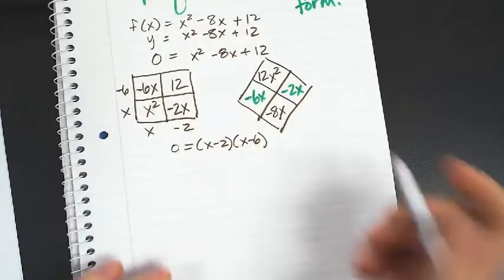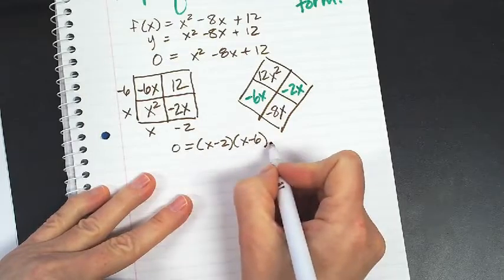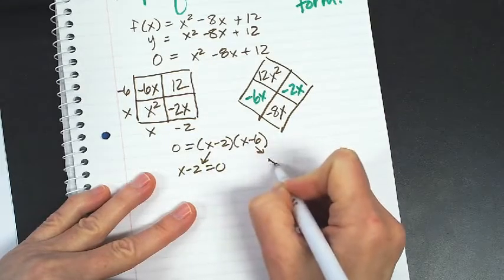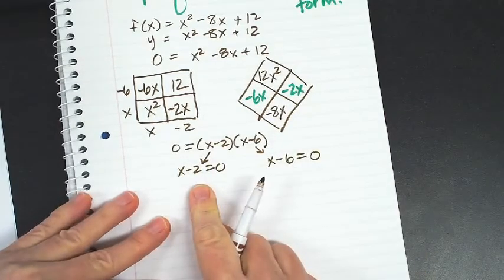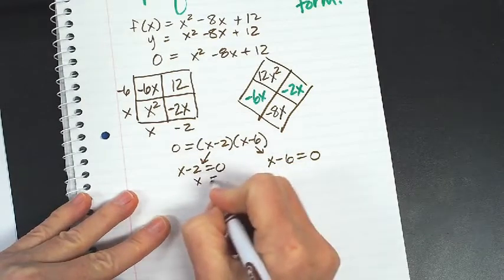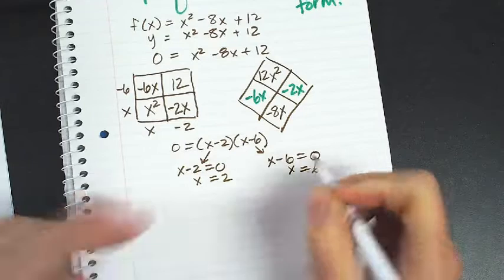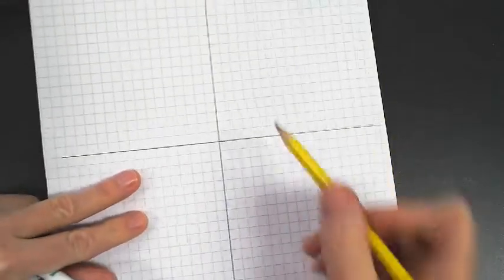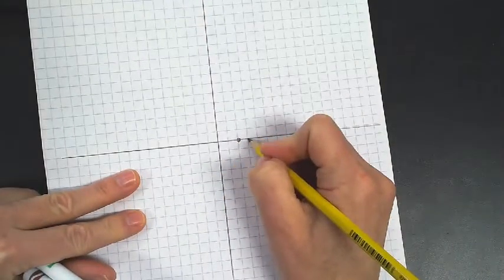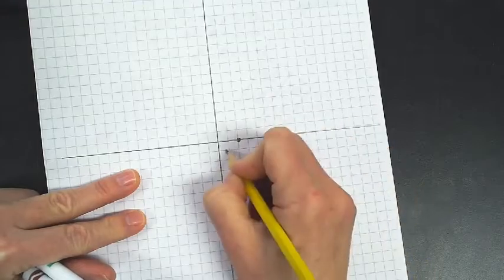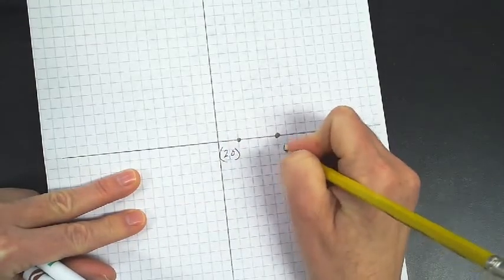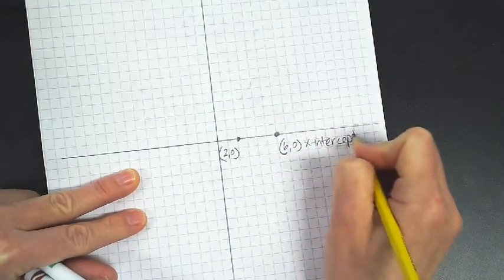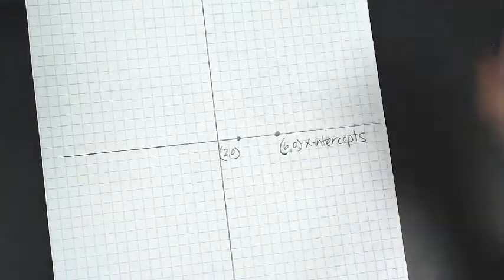Now I'm going to use zero product property and say if x minus 2 times x minus 6 is giving me 0, either x minus 2 is 0 or x minus 6 is 0. And then we're going to solve for x. So if I solve for x here, I get x equals 2. Here, x equals 6. So now I go to my graph paper and I graph those two x-intercepts, positive 2 and positive 6. And you do have to label them on the test to get full credit. You have to label them as an ordered pair.